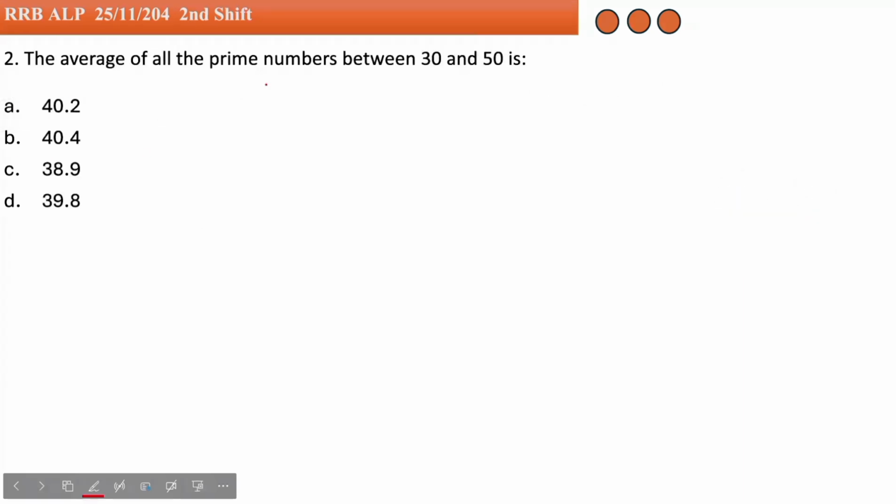The average of all the prime numbers between 30 and 50 is, after 30, 31 is prime number, and next 37, next 41, 43 and 47, next 50. So between 30 and 50 there lies 5 prime numbers. Sum of these 5 prime numbers is 31 plus 37 is 68, 109, 152, 199.